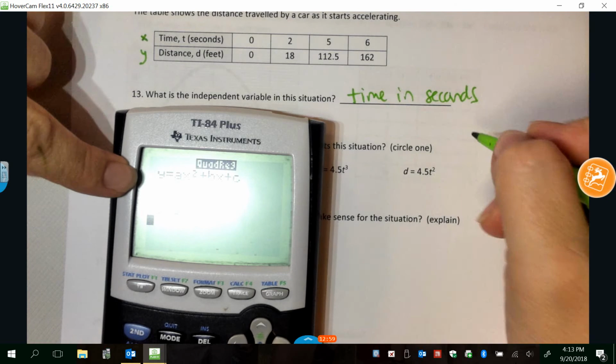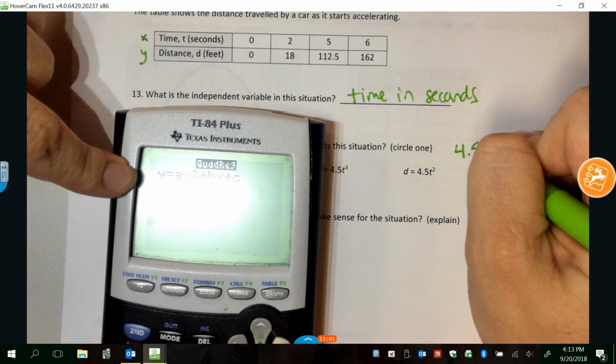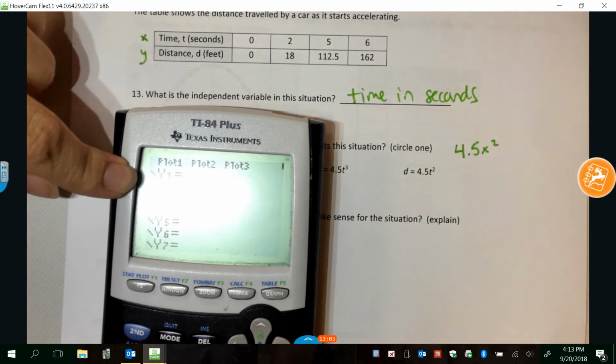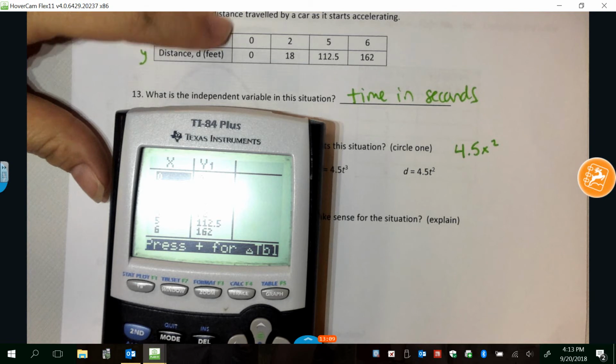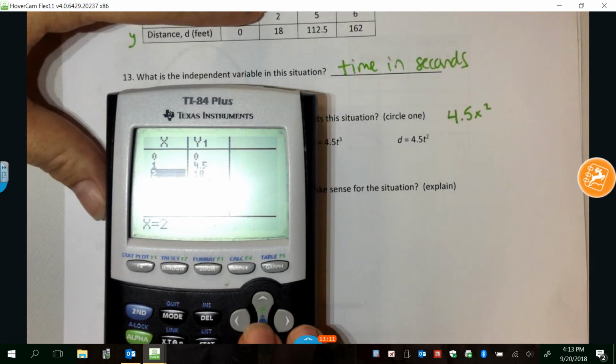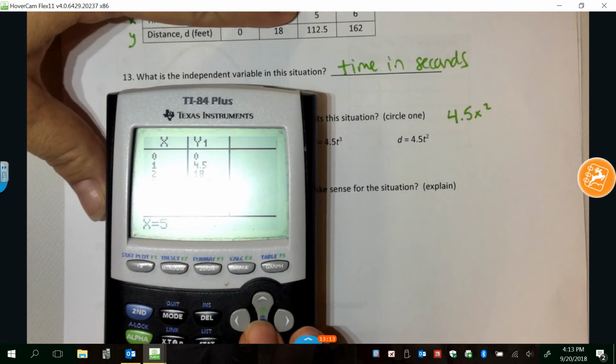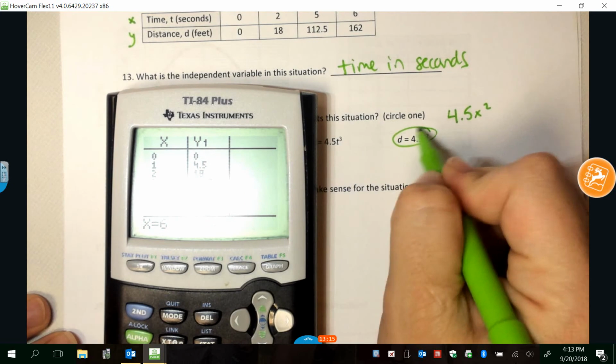So it gives me 4.5x squared. I'm going to try that: 4.5x squared, second graph, and I'm going to double check. So 0, 0; 2, 18; 5, 112.5; 6, 162. So this is my equation.